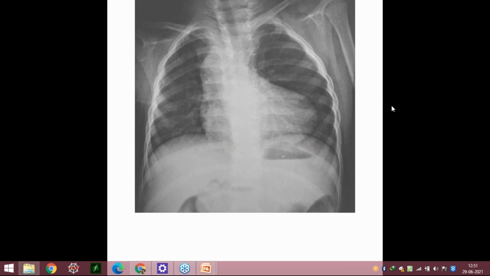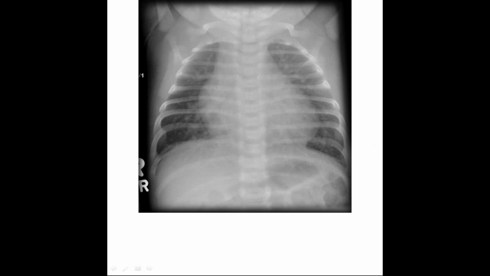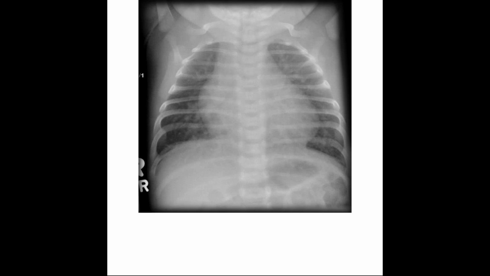Okay, so next X-ray. Okay, yes, egg on string, that is a sign. Good, TGA. But apart from the massive cardiomegaly that you are seeing, what else can you appreciate? If you compare the X-rays, I'll show you. See this X-ray, this also has cardiomegaly, and see this X-ray. What is the difference apart from the cardiomegaly?